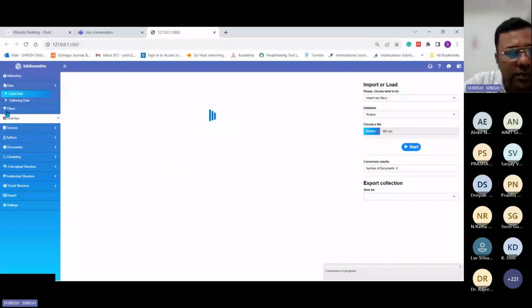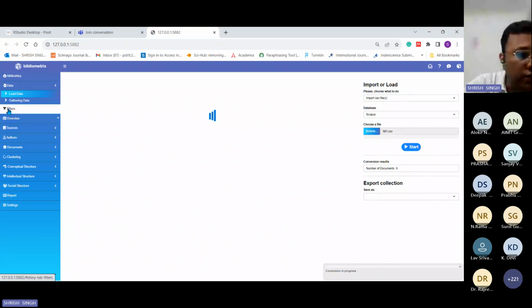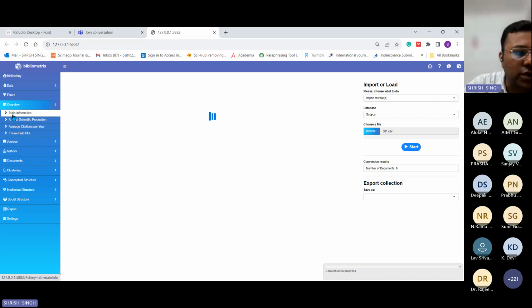Now, listen, because the interface is in front of us, we can have a look at all sorts of tabs. Here, filter. After the filter, there is one option, overview. That is a very important option. In overview, you can find a few tabs like main information. Whenever you click on main information, you will have one table in front of you where you can see all types of, just give me a moment, I can show you, because it is not working. So I'm going to show you from my paper.